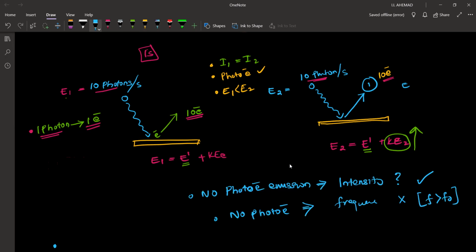Look here, the intensity is greater. The intensity of E2 is greater than the intensity of E1. Sorry, not the intensity, frequency, okay? Frequency of E2 is greater than the frequency of E1. Still, the same amount of electrons is released. Clear with these points, right?